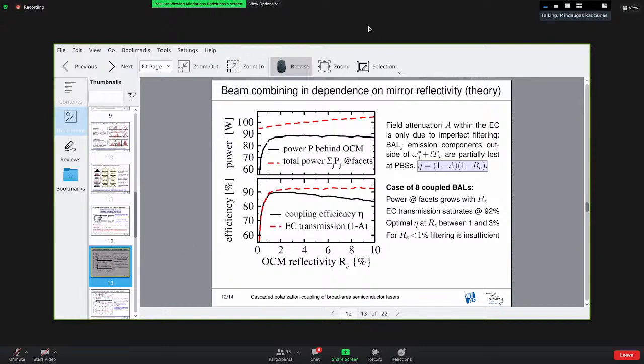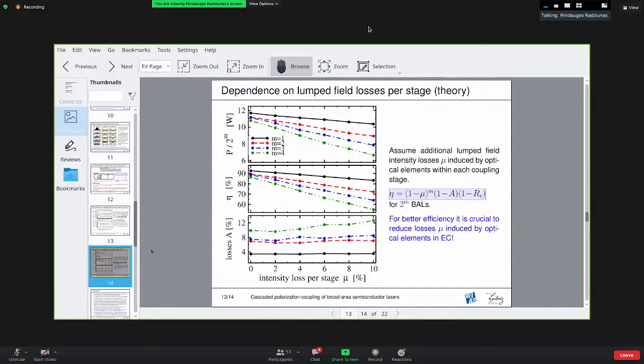Okay, probably the last figure. In this case, until now, I assumed that everything is perfect. The external cavity is ideal, and there are no extra losses. If assuming that I have some extra losses within each coupling stage, and I have denoted these losses as parameter mu, then my coupling efficiency eta follows the formula written here, at the right side.